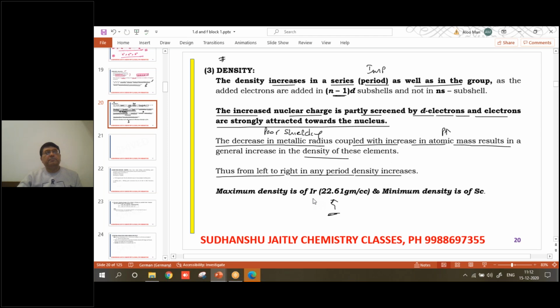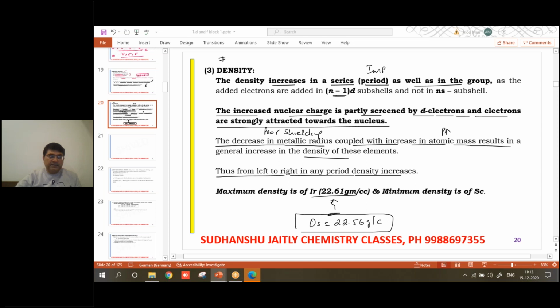Remember, iridium is not found on the earth. It has been found with the help of the meteorites which have struck the earth. And the osmium has a density of 22.56 gram per cc. So if they give you both, then definitely iridium is going to have the highest density. But otherwise, because iridium is not found on the earth, we call osmium the one which is going to have the highest density. Children, this is how it has been found, right?